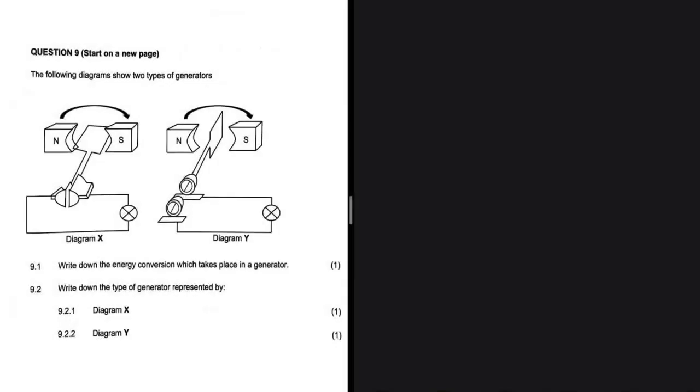Write down the energy conversion which takes place in a generator. We know that generators turn mechanical energy to electrical energy, while motors, on the other hand, turn electrical energy to mechanical energy. That is 9.1. Let's go ahead and look at 9.2.